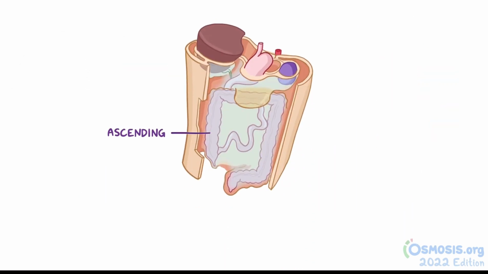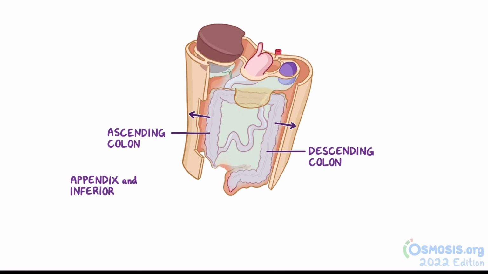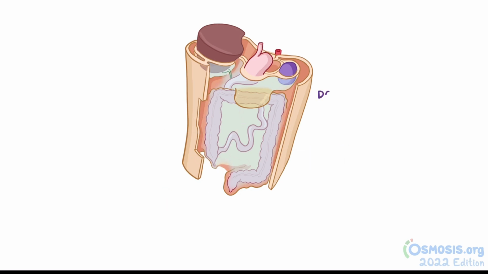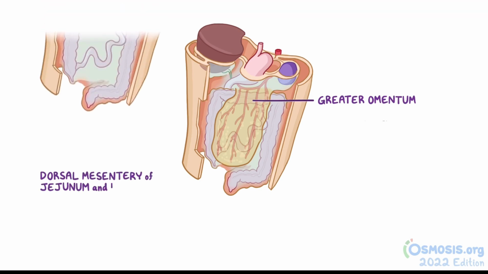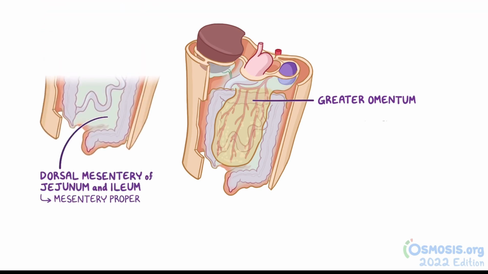Similarly, the ascending and descending colon will be pushed to either side to push against the posterior abdominal wall, where their mesenteries will also fuse with the peritoneum. However, the appendix and inferior end of the cecum retain a free mesentery. The dorsal mesentery also remains attached to the stomach, known as the dorsal mesogastrium, which continues to grow as the stomach is twisting and bulges out, forming the four-layered apron known as the greater omentum. The dorsal mesentery of the jejunum and ileum is the mesentery proper.